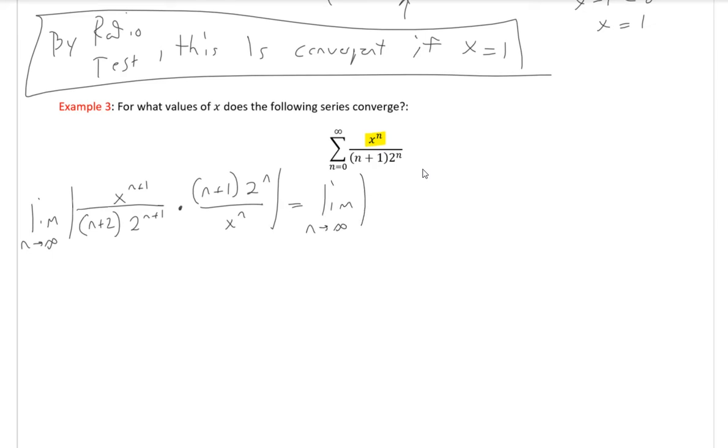The easiest way to always evaluate these is to combine things into different fractions. So if I put all the x's together, x to the n plus 1 over x to the n. If I put all the n terms by themselves, we have n plus 1 divided by n plus 2. And then the 2's, 2 to the n over 2 to the n plus 1. And then considering what's happening to each of these.